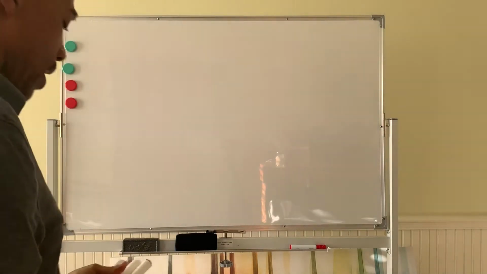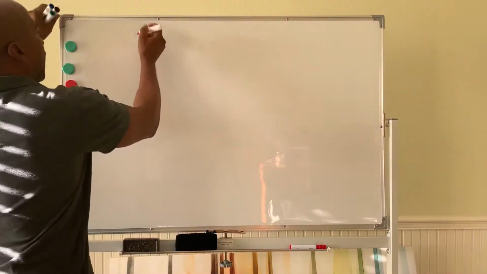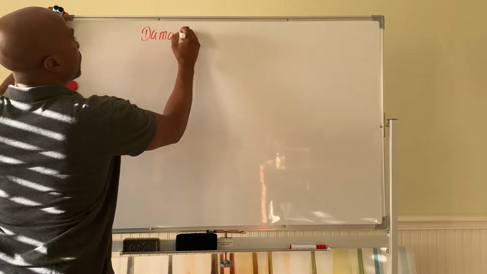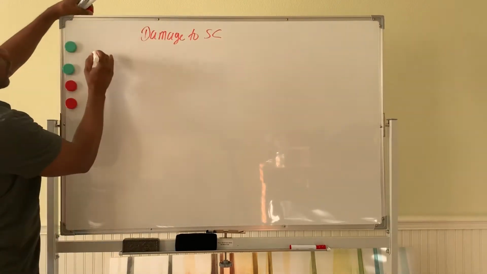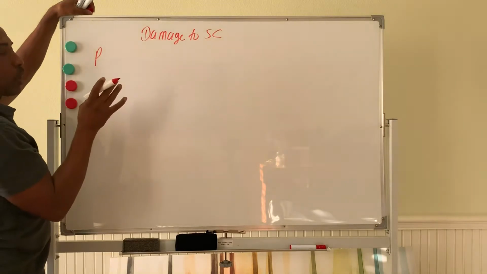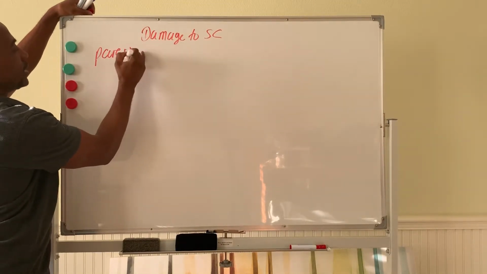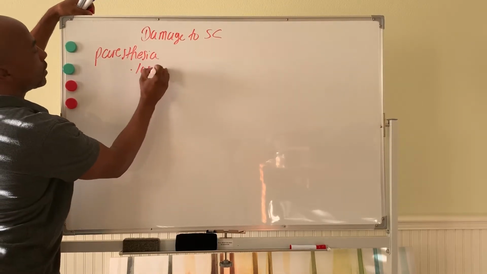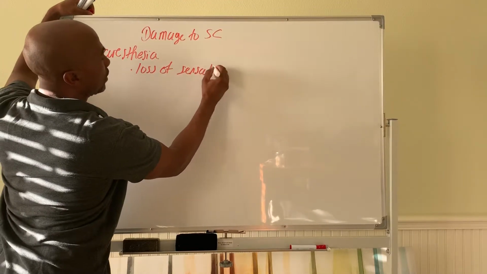Finally, let's talk about damage to the spinal cord. What can happen, okay? So damage to the spinal cord. Most times, I shouldn't say most times, but something called paresthesia can happen. Paresthesia is the loss of sensation.